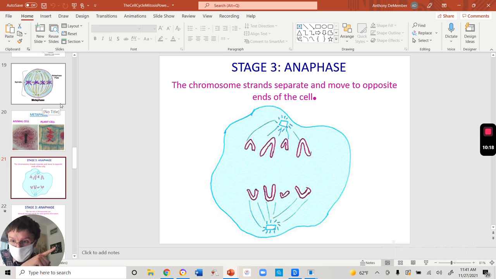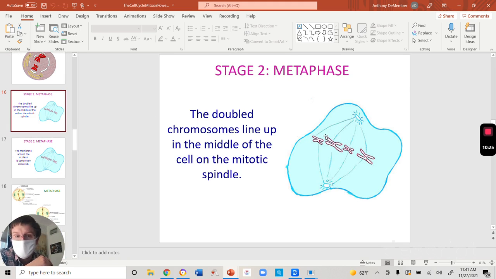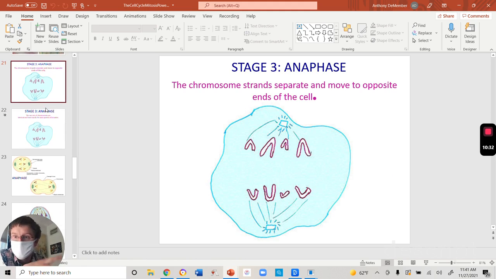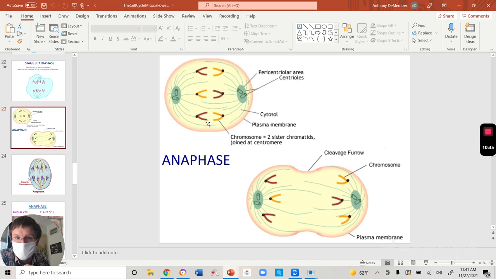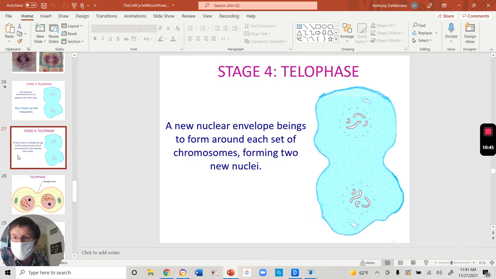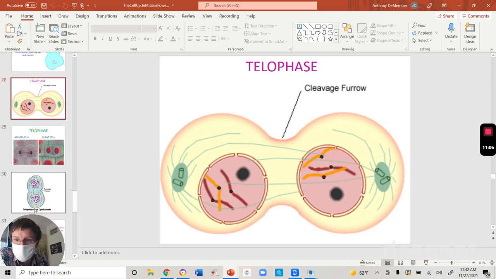All right, so again, prophase, nuclear envelope begins to dissolve, chromosomes condense, spindle fibers appear. Metaphase, we got our chromosomes lining up right down the middle. And anaphase is when we're starting to pull them to opposite ends of the cell, okay? Now, telophase is when the mitotic spindle disappears, the chromosomes have made their way to opposite ends of the cell, and we got two new nuclear envelopes beginning to form. And see how the cell is starting to divide. We call that the cleavage furrow, this part right here where the cells are kind of going to want to pinch off from each other.